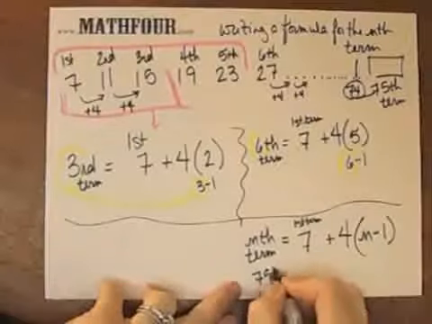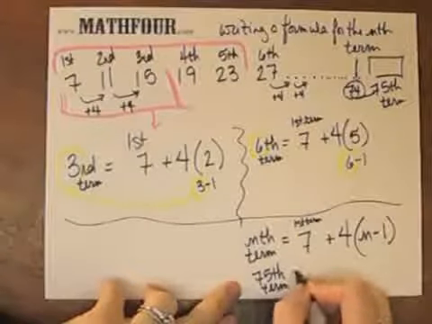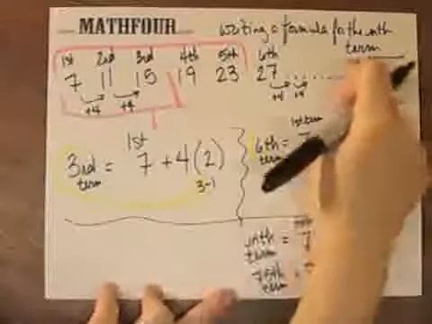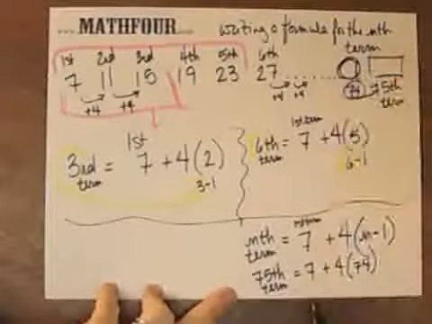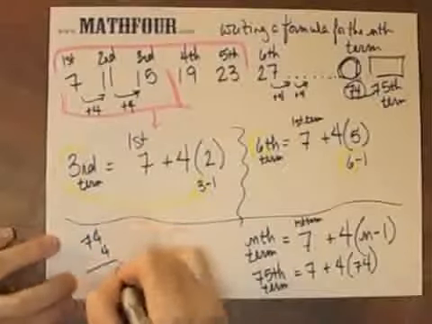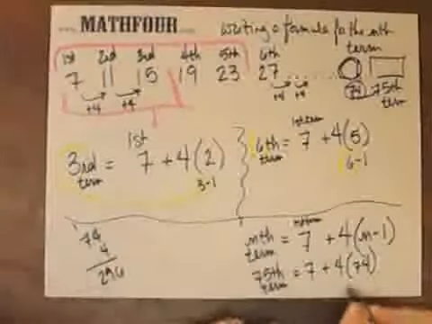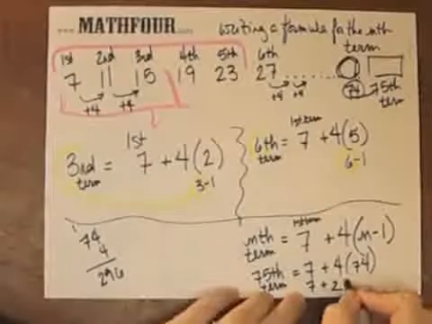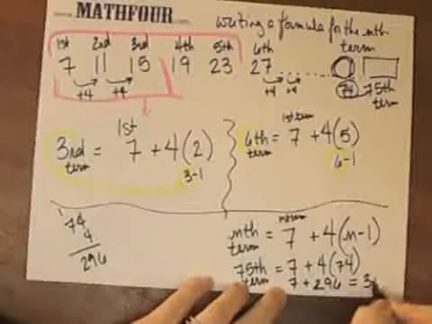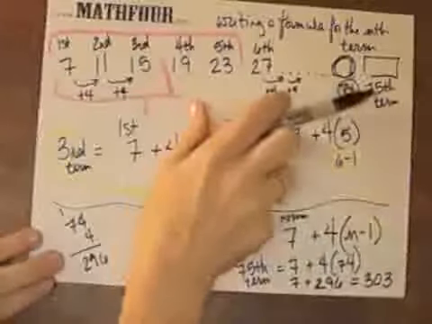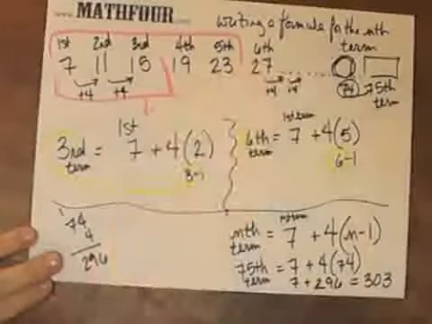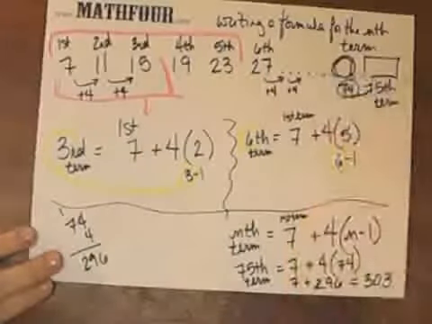So the 75th term is 7 plus 4 times 74. So I don't need the term. This number is not going to be 74, it's the 74th spot. So what's 4 times 74? 296. So 7 plus 296 is, oh wow, 303. So the 75th term is 303. Notice that means the 74th term is 299, right? Because we subtract 4 to go here.